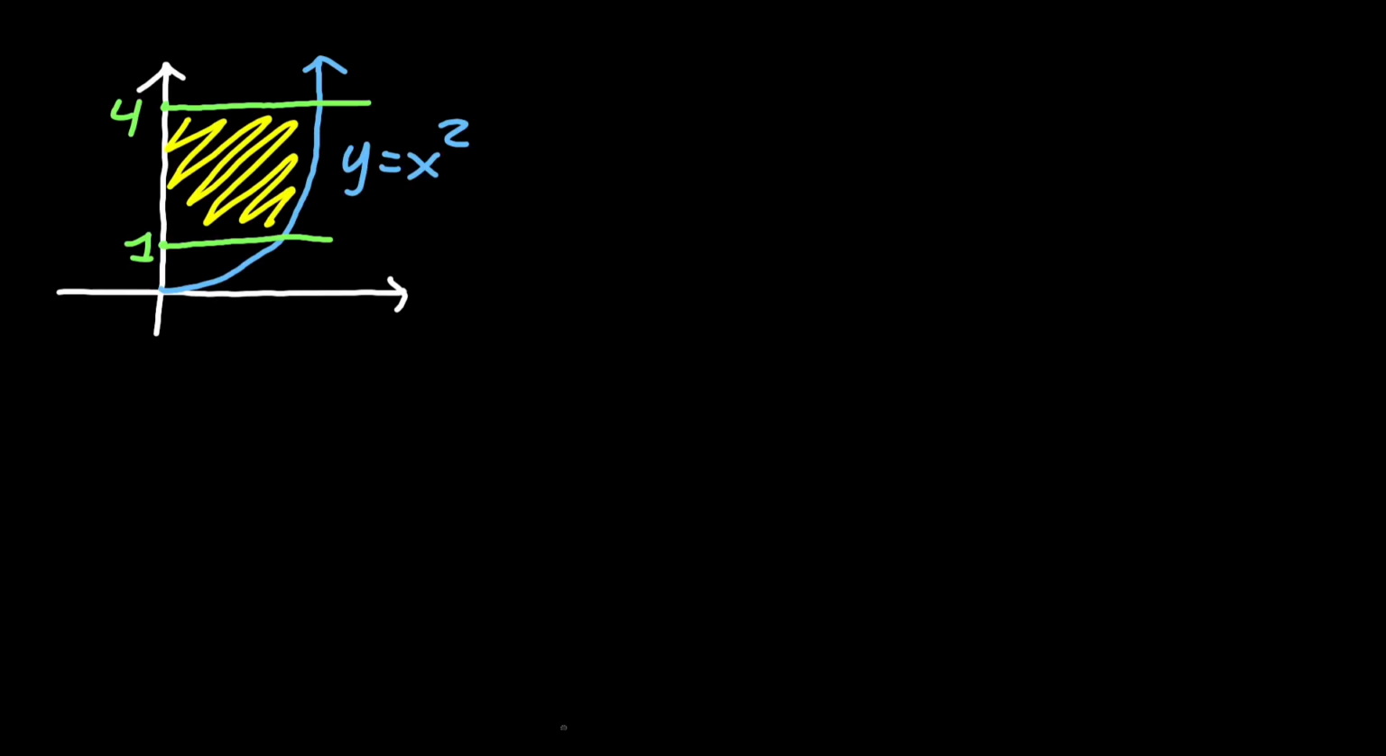Now, let us look onto this diagram. What we have here is the curve y equals x squared. It might not be accurate, but it will do the job. So, this is the shaded area right here bounded by the points of 4 and 1.